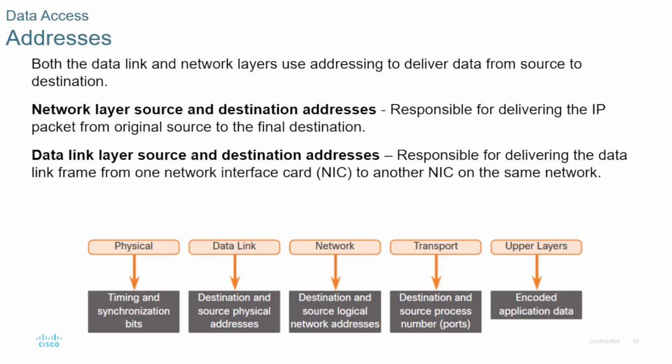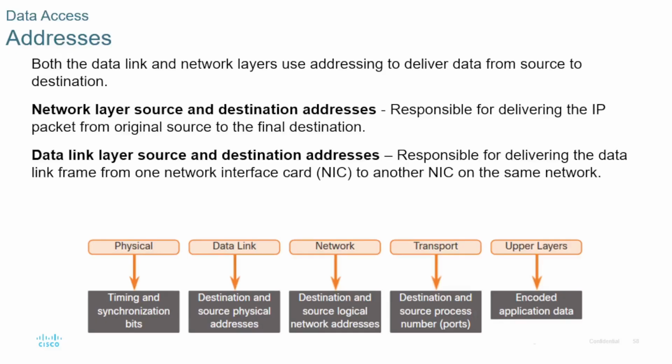At the data link layer, source and destination addresses, known as MAC addresses, are responsible for delivering the data link frame between two network interface cards, or NICs, on the same local network. By combining these two layers of addressing, networks ensure data can be accessed efficiently and accurately, both locally and across distant networks.